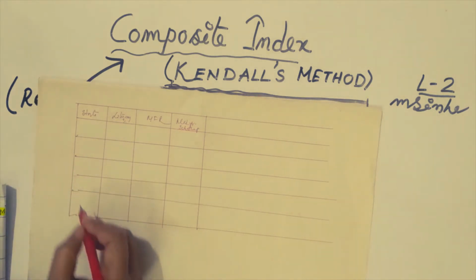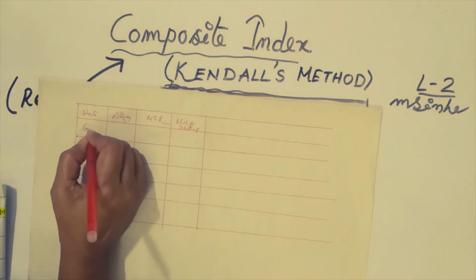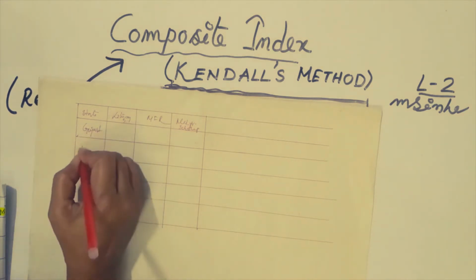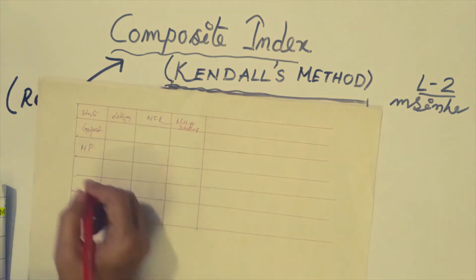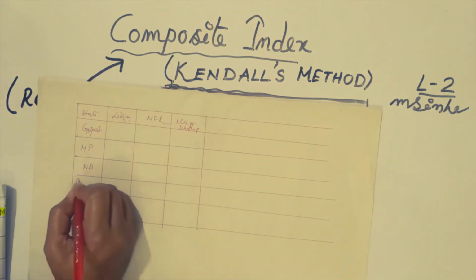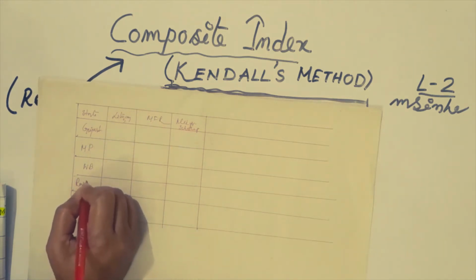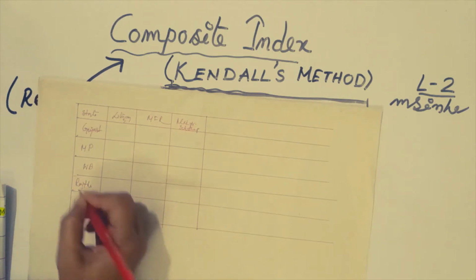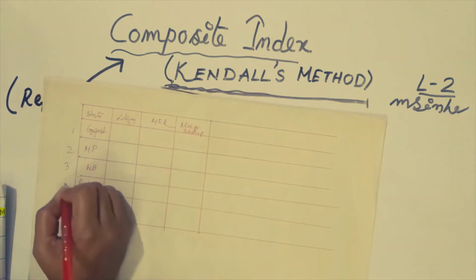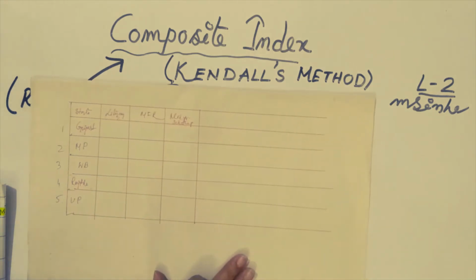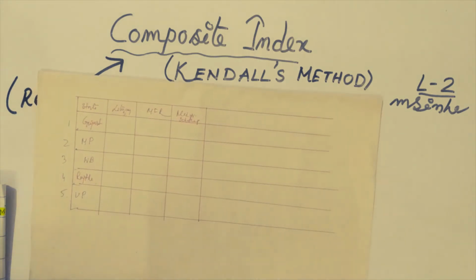Suppose this is the data. This is the state of Gujarat, this is Madhya Pradesh, and those are imaginary data. This is West Bengal, this is Rajasthan, and this is UP. Okay, 1, 2, 3, 4, and 5. This is the name of the 5 states.